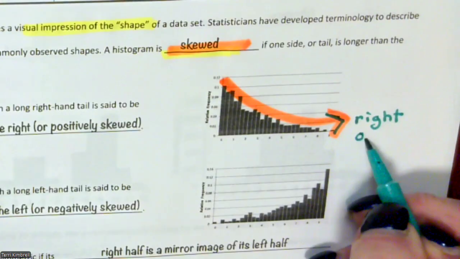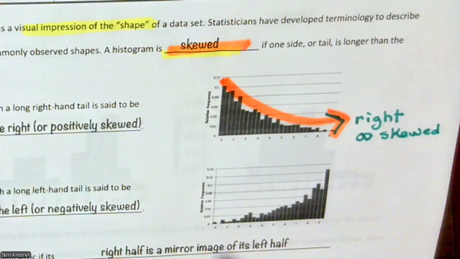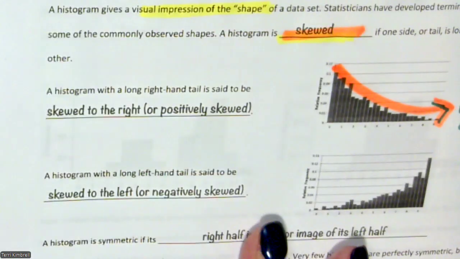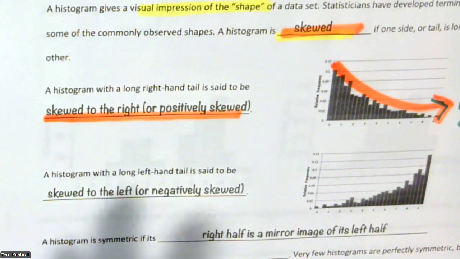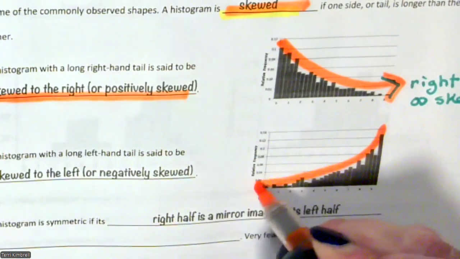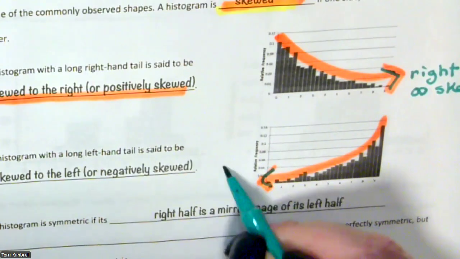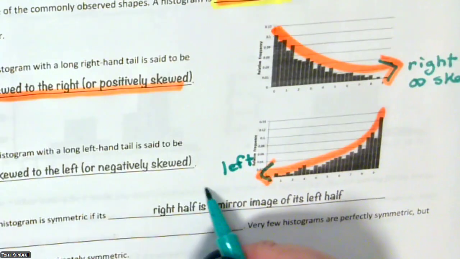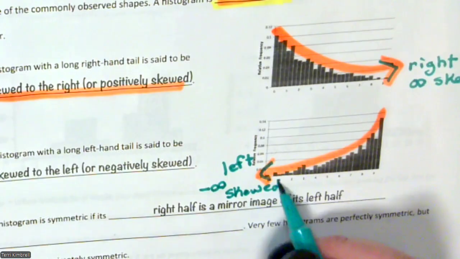Sometimes you will see it say positively skewed. Think about that in algebra. If it's going to the right, it's going to positive infinity. So that would be called skewed to the right or positively skewed. Okay, on the second graph, this one is going to the left. So this one right here is going to be skewed to the left. So in the left, you are approaching negative infinity. So that would be negatively skewed.